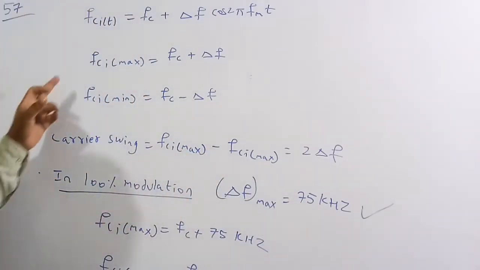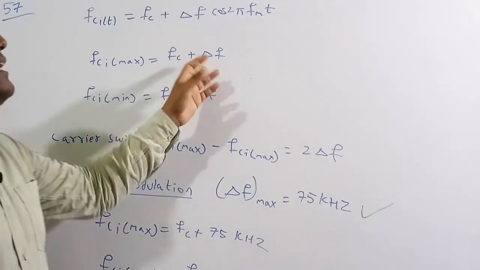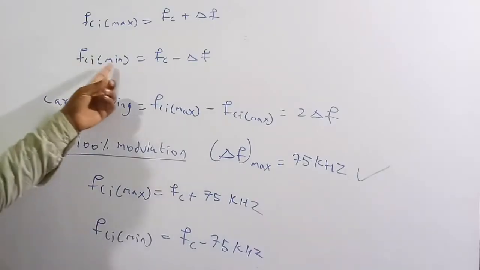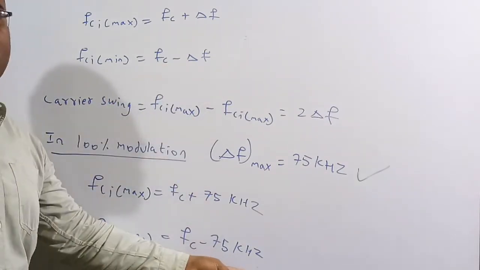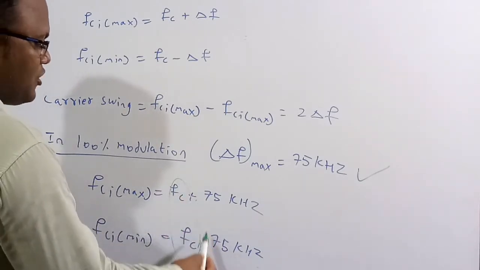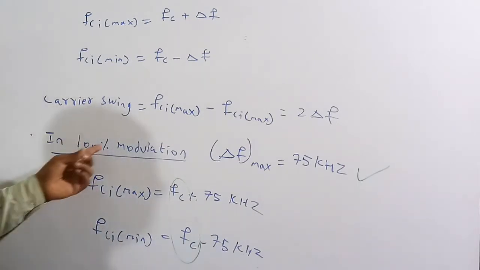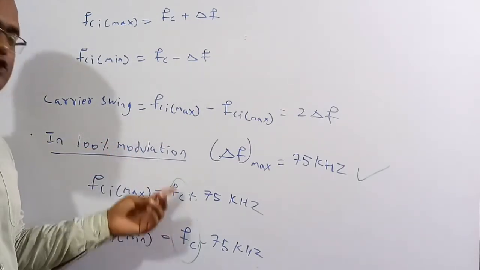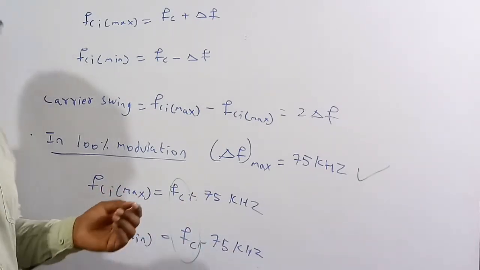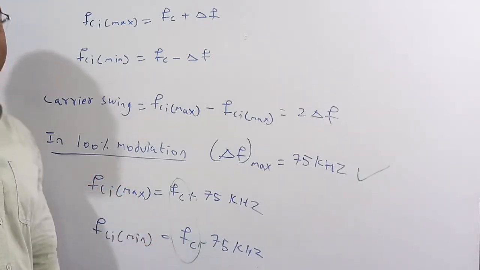If you see carefully, f_ci max is at 100% modulation, so delta f will be maximum. Therefore f_ci max is equal to fc plus 75 kHz, and f_ci minimum is equal to fc minus 75 kHz. So the carrier frequency is going to change by plus or minus 75 kHz in 100% modulation. We can conclude that in 100% modulation the carrier frequency changes by plus or minus 75 kHz in order to get the maximum frequency and the minimum frequency in the FM wave s(t).